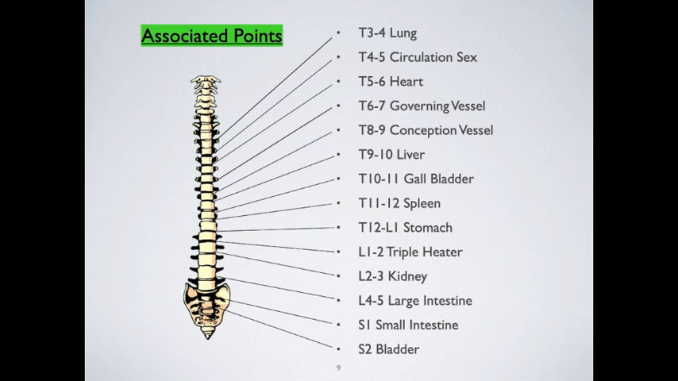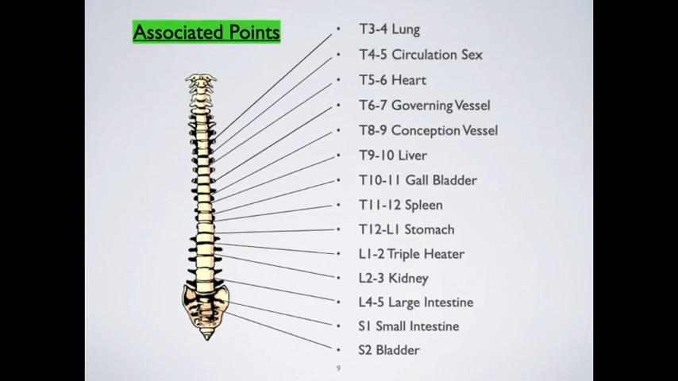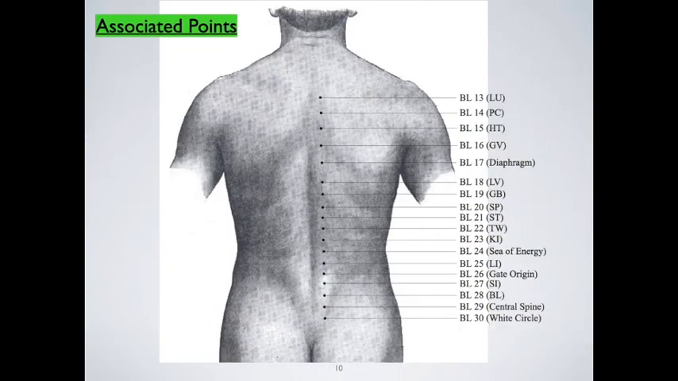So here's the associated points. These are the points along the bladder meridian that relate to each of the other meridians, including the bladder. So each meridian has like an intersection point, if you will, on the bladder meridian, which is often where we'll find a fixation or subluxation in the course of our exploration. Another picture of the associated points that I threw in that you can use.